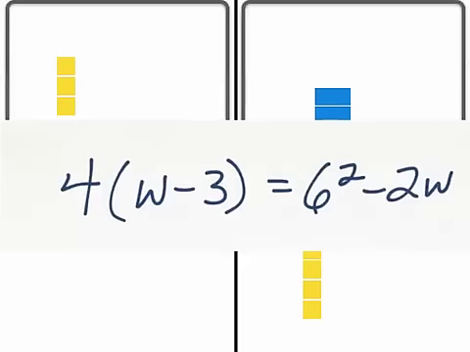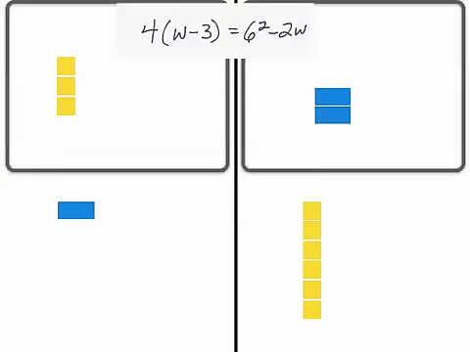Our last example is a little bit more challenging than the previous two. Here we actually have to use something called distributive property, and we'll be getting into that in future lessons, but this will be a good preview for it.